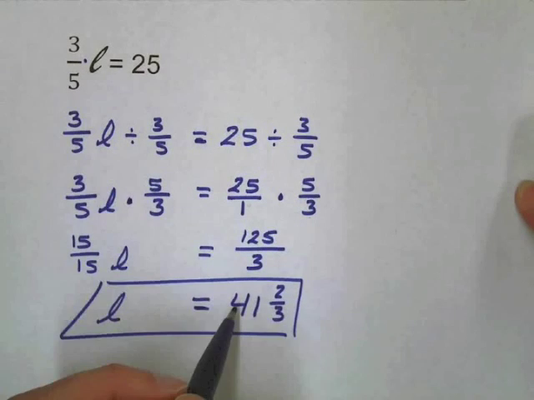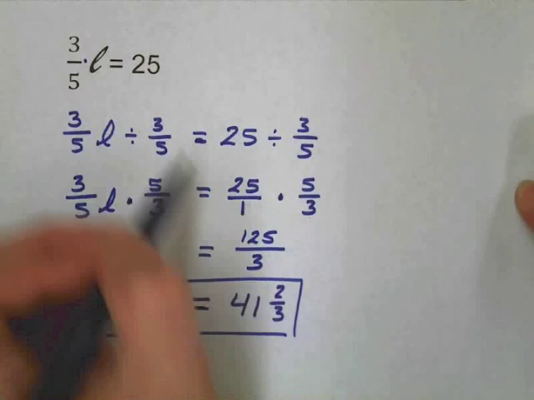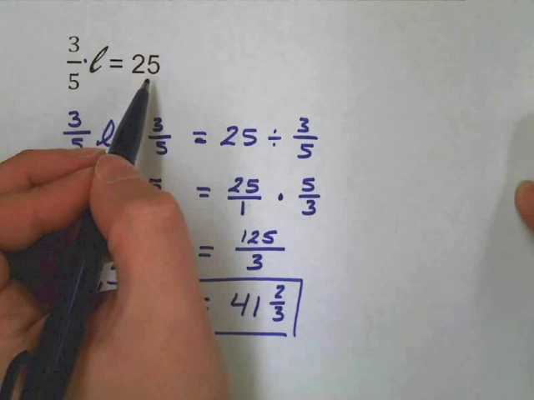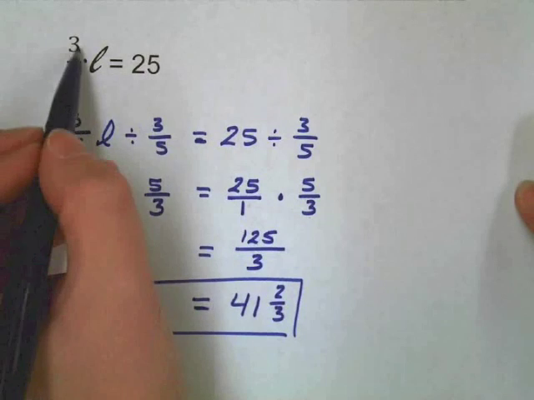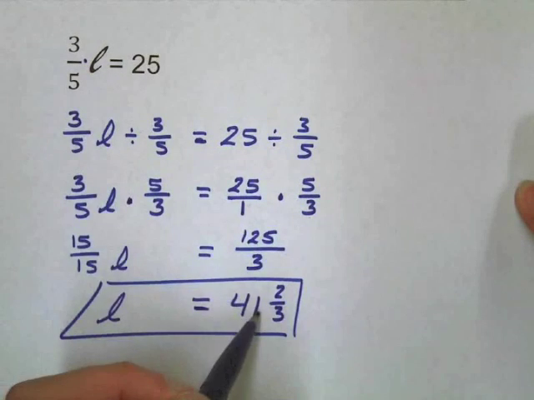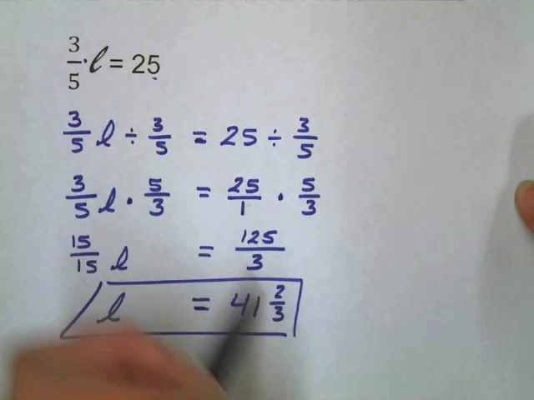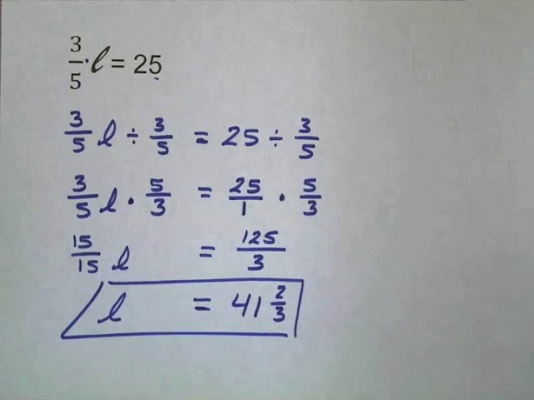So 3/5 of 41 and 2/3 is 25. And that makes sense because 3/5 of some number should come out smaller than what I started with, and that does. Let's take a look at a different one here.